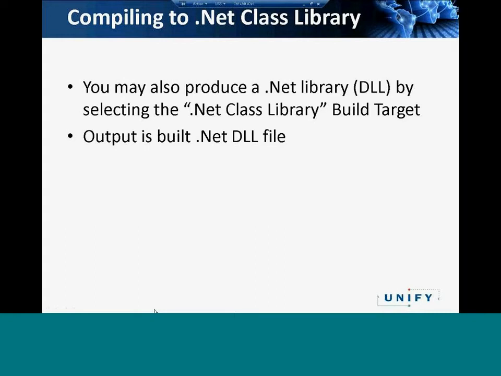Another method of compiling applications in Team Developer 6.0 is compiling to a .NET class library. We're going to have a webinar on this in the near future, demonstrating the new Team Developer functionality for producing .NET libraries, DLLs, by selecting the .NET class library build target. The output for this type of compilation is a .NET DLL file. So again, pure .NET DLL code generated.